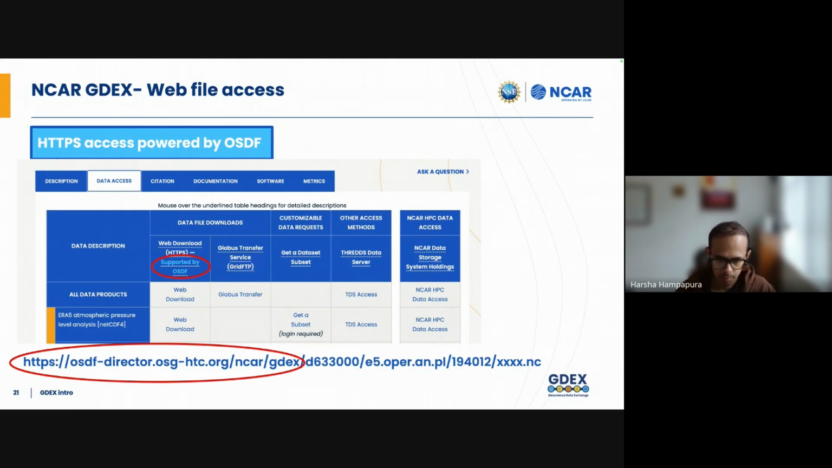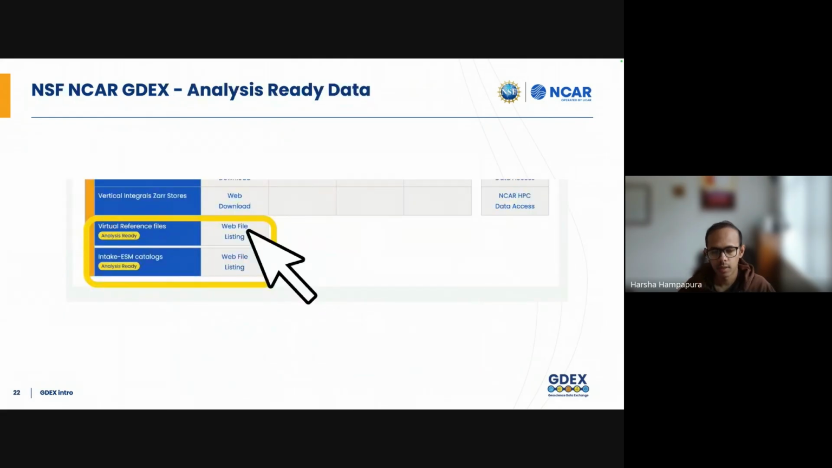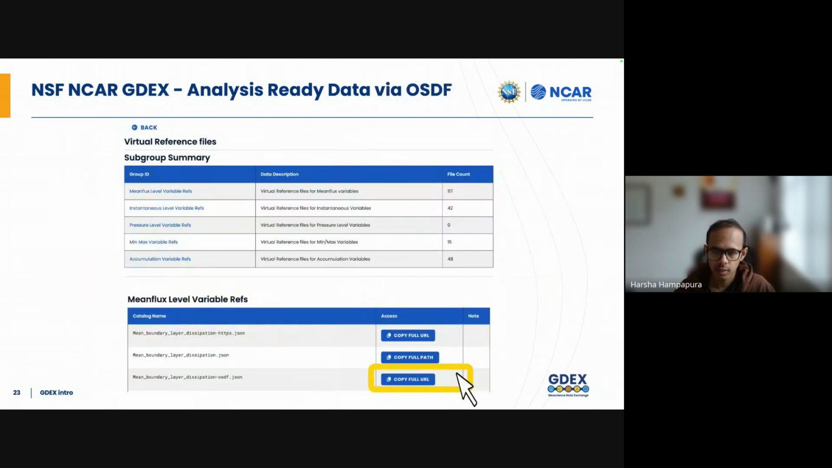And this is the part I'm referring to, where there's the OSDF director-aware part, followed by the namespace, followed by the GDEX collection. We also serve analysis-ready data via OSDF. So if you scroll down in the data access tab and point to the virtual references or look at the catalogs that we provide, click on them, you will see that there are OSDF links in them that start with osdf://. That was the OSDF protocol that I was referring to several slides ago.